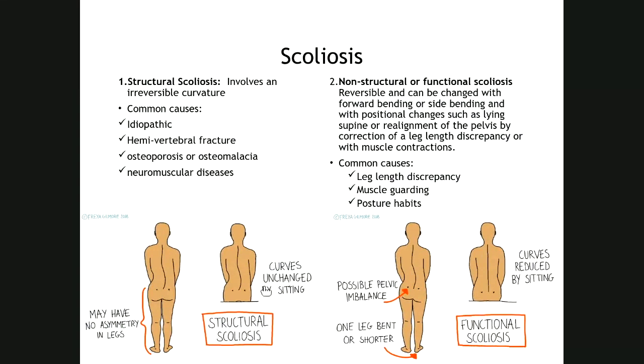Now we move on to non-structural functional scoliosis, and that means that this can be changed. It can be reduced by sitting or by putting the patient in certain postures. So just to read what it says here, reversible and can be changed with forward flexion or side bending and with positional changes such as lying supine or realignment of the pelvis by correction of a leg length discrepancy or with muscle contractions. So you can strengthen the muscles to provide a little bit more stability, which may help to reduce that curve. That is something that is called functional scoliosis or non-structural scoliosis.